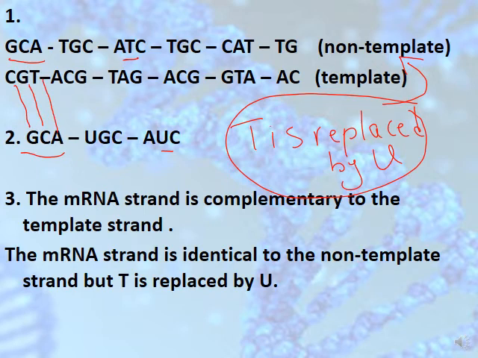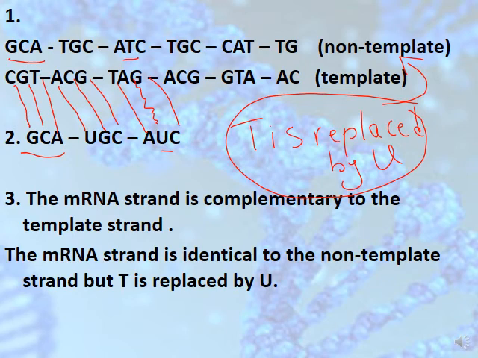But in the mRNA, there is no T. It should be U. So here U. C, it's a G. G, it's C. T, the complementary is A. A, the complementary is T, but it should be replaced by U. And then G, the complementary is C. And so on.